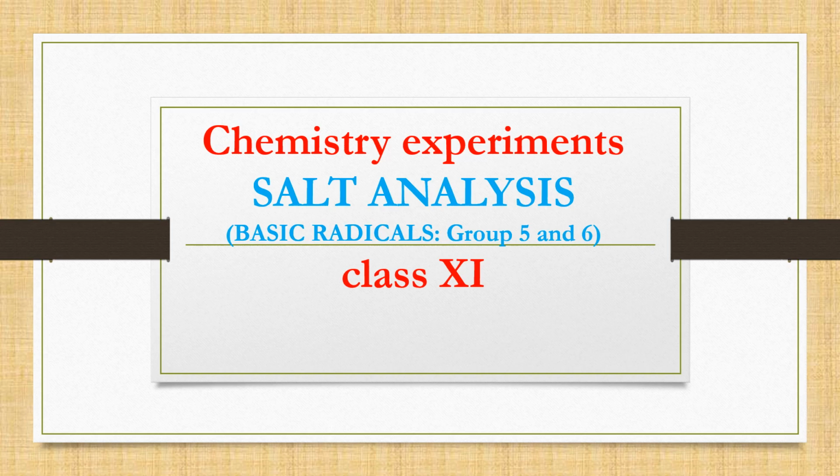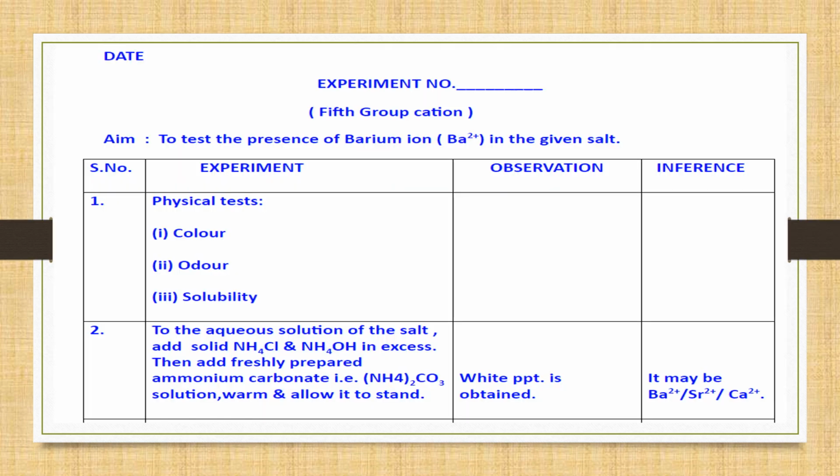Dear students, let's continue with salt analysis. We are left with basic radicals which belong to group 5 and 6 that will complete the individual tests as I have been discussing group wise, and then we can start with the unknown salts. So this would be experiment number 21 in continuation with group 4 cations that we have completed.